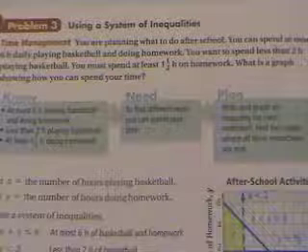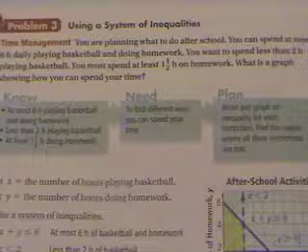You've got 6 hours total to work with. You want to spend less than 2 hours playing basketball. You must spend at least an hour and a half on your homework. So this is actually a system of 3 equations, and they want you to graph it out.